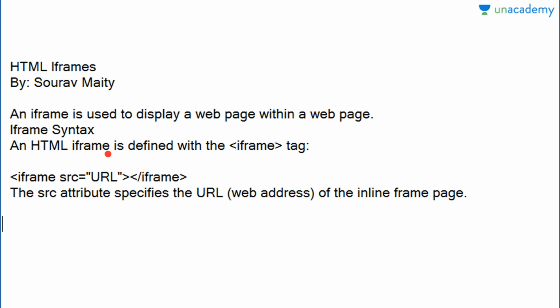An HTML iframe is defined with the iframe tag. Let's see the syntax of how an iframe is created. Iframe src equals URL, iframe closed. The source attribute specifies the URL, the web address, of the inline frame page. This source contains the website or the address of the details that you want to display in your own website. So when you fill this in, the box picks up this address and displays the content from it.